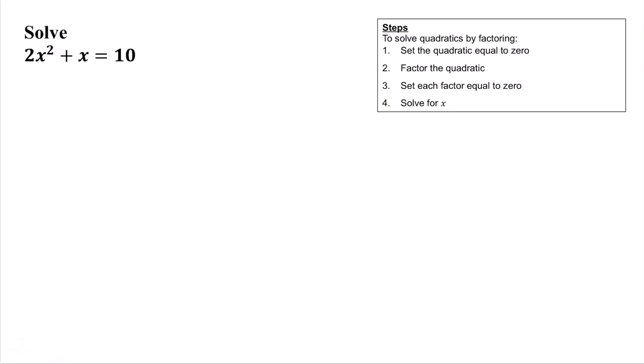So let's try solving now 2x squared plus x equals 10. Notice that this is not already set equal to 0, so I need to go ahead and do that by subtracting 10 from both sides. When I do that, I have 2x squared plus x minus 10 equals 0.